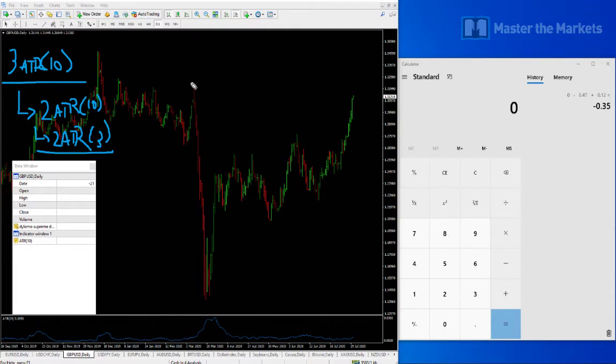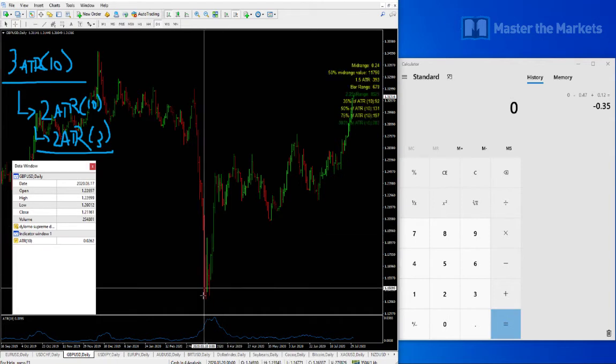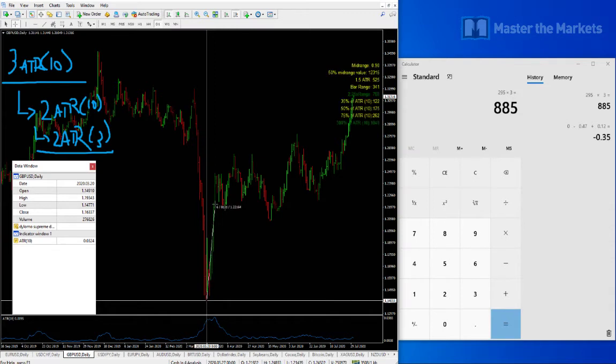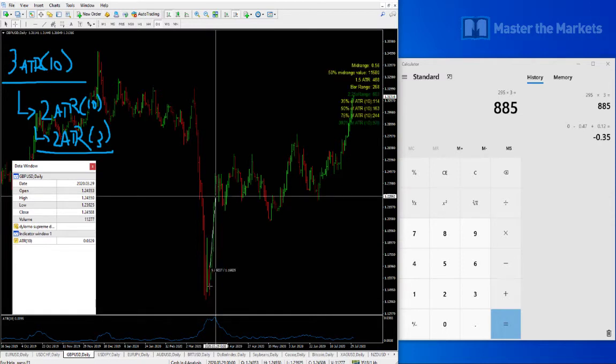And let's start by using 3 ATR 10, as I've said. So 3 ATR 10, in this case 295, multiplied by 3 is 885. Now take a look at this. If I measure up 885, I get to this bar just here. So it's this price level just here. Okay, so this is 885 pips away.